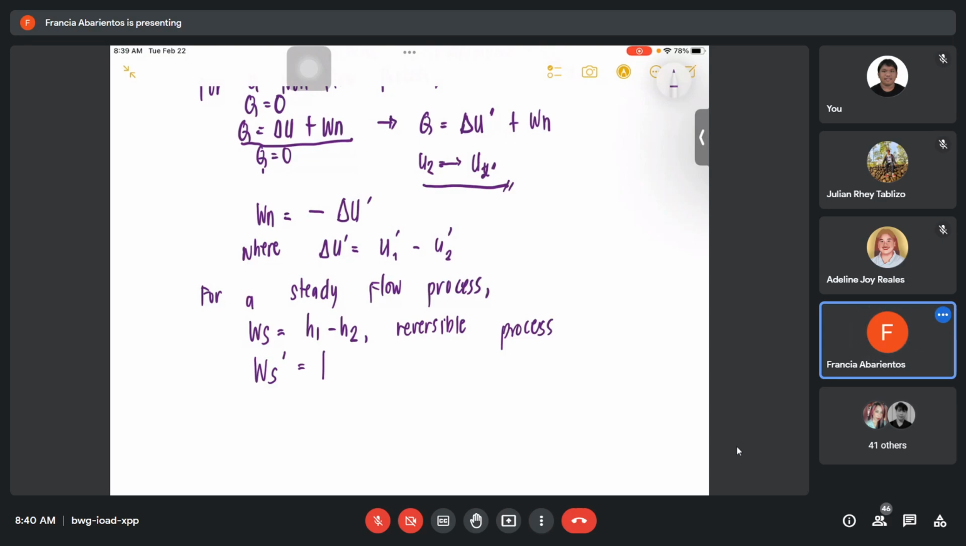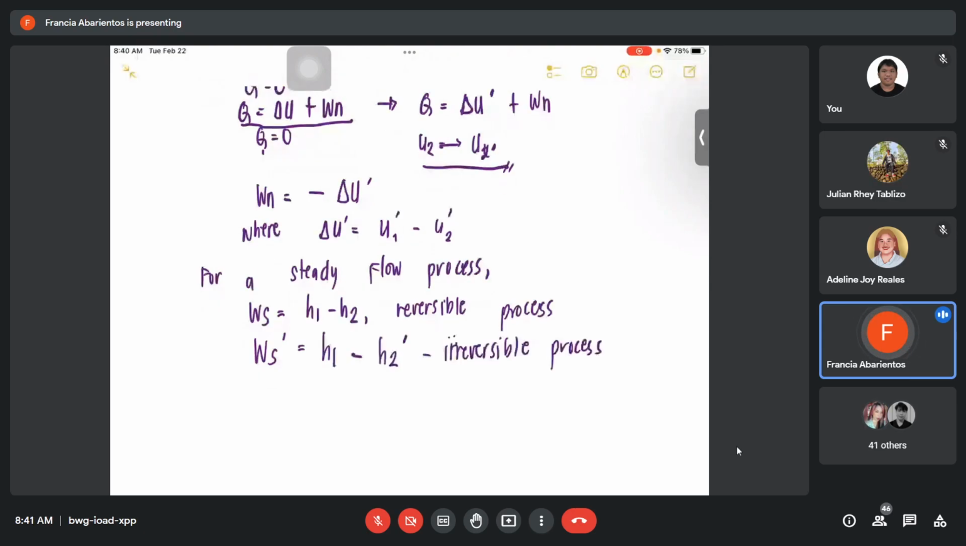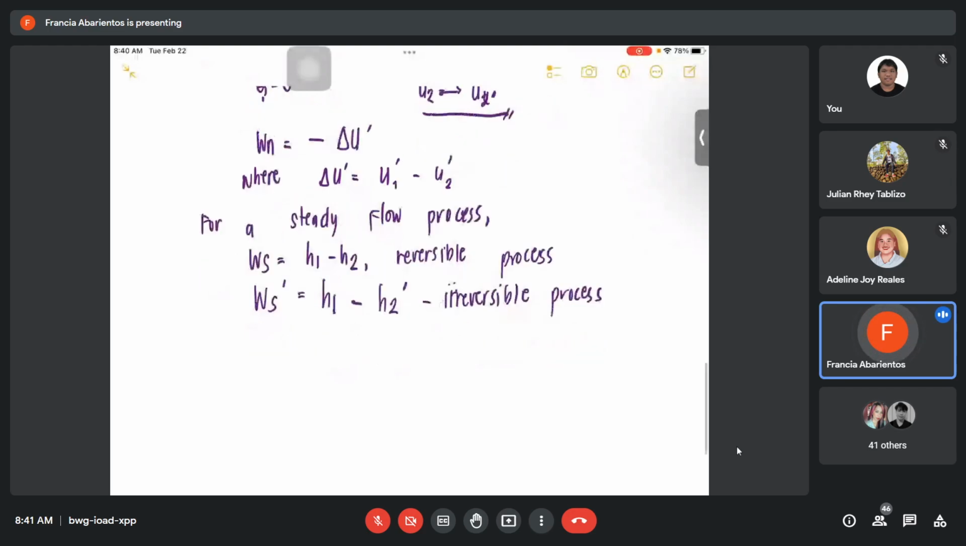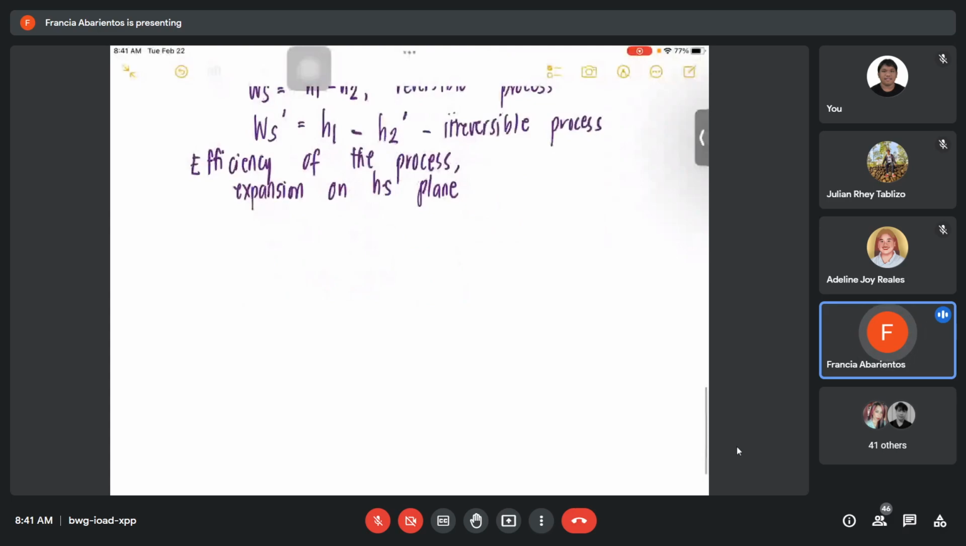So, if we have that, meron din tinatawag na efficiency of the process on an HS plane. Okay? We have the efficiency of the process. So, mangyayari to, class, na expansion sa molar chart nyo on HS plane. So, draw mo lang, class, yung molar chart natin na HS.